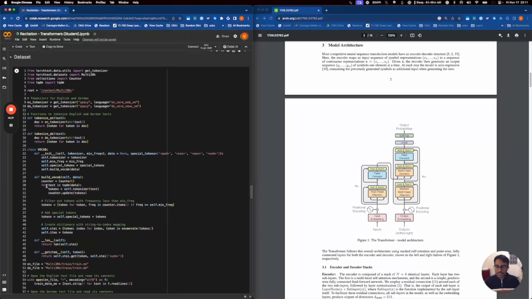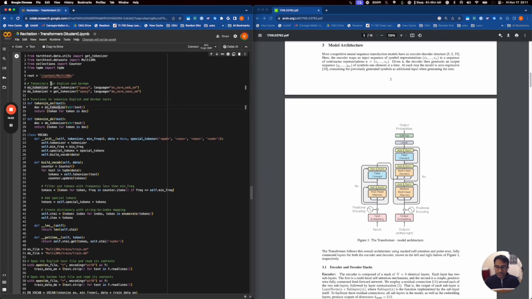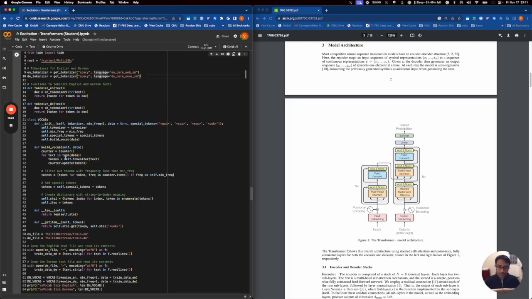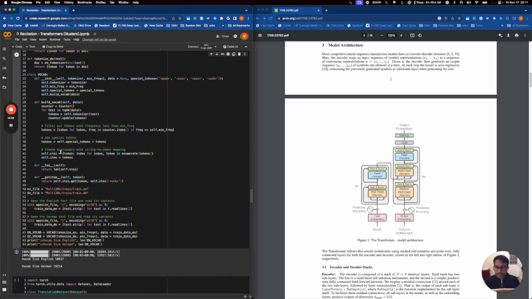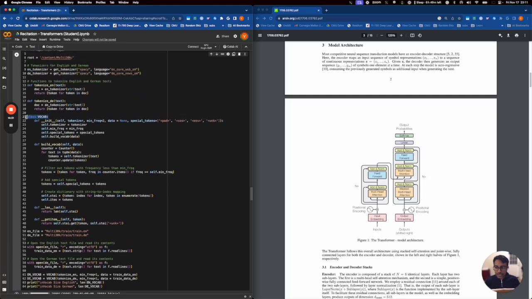And now we're at the dataset. The dataset is the Multi30K dataset. We have a tokenizer, which we're using from spaCy, for English and German, since we're trying to do English-German translation. And we just have a simple vocab class, not dataset class, my bad. We have a vocab class to make sure that we have the right vocab.